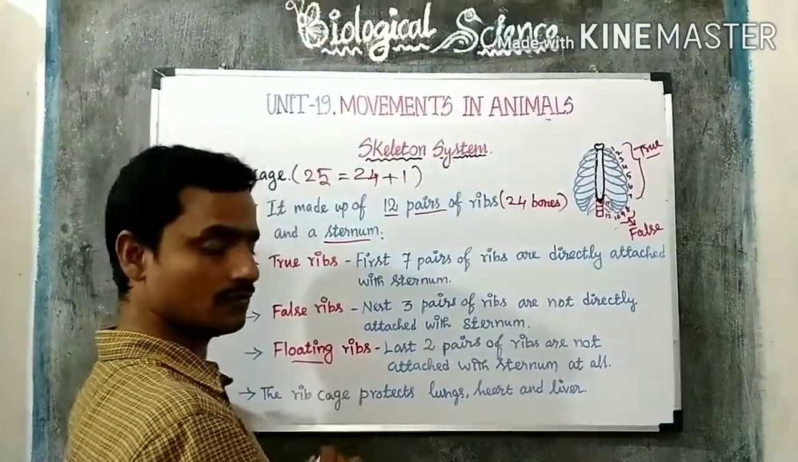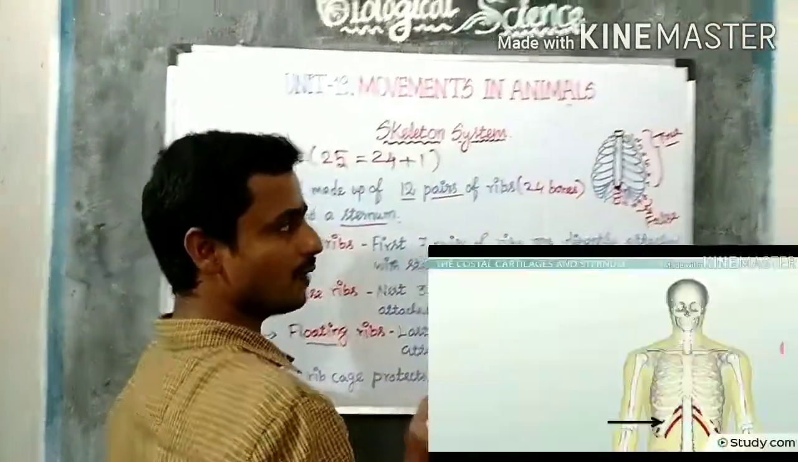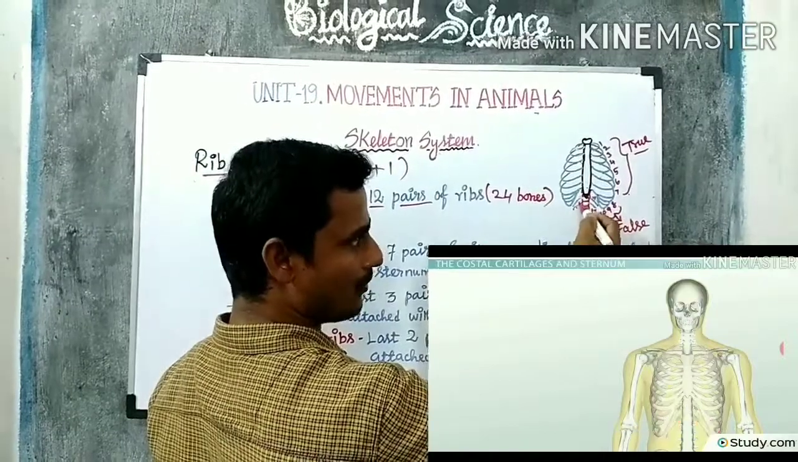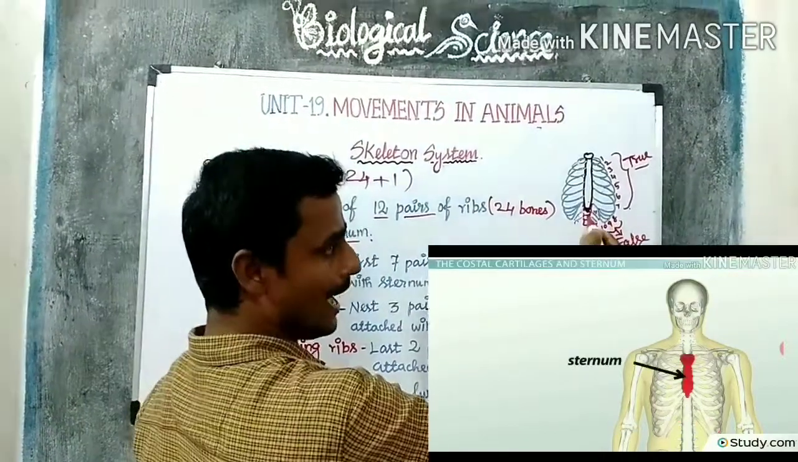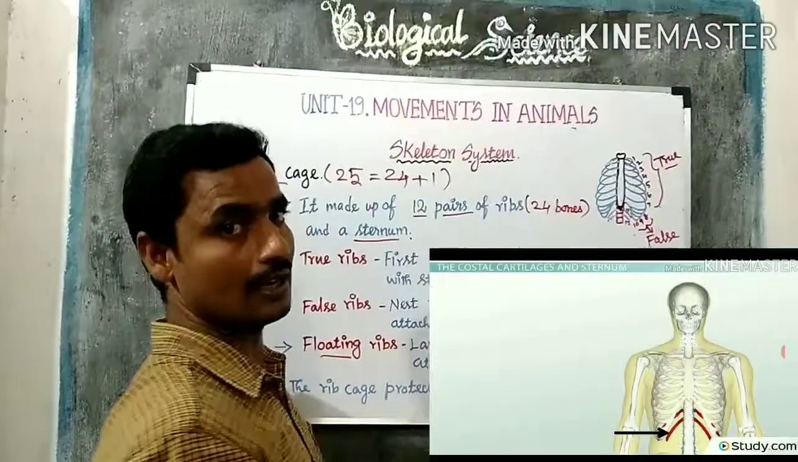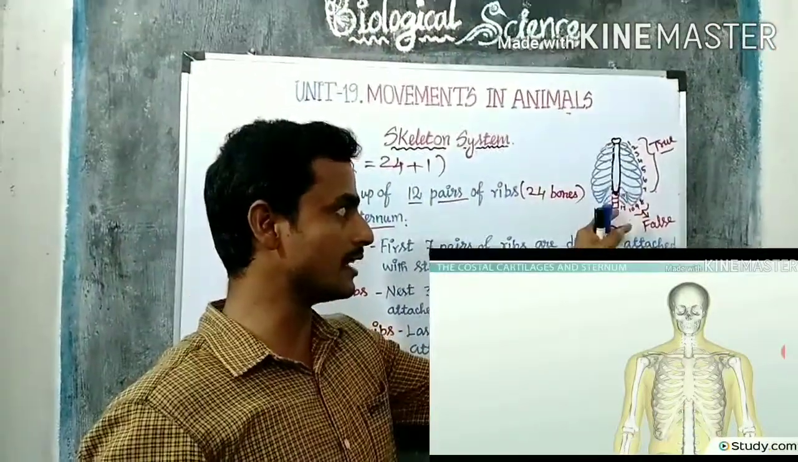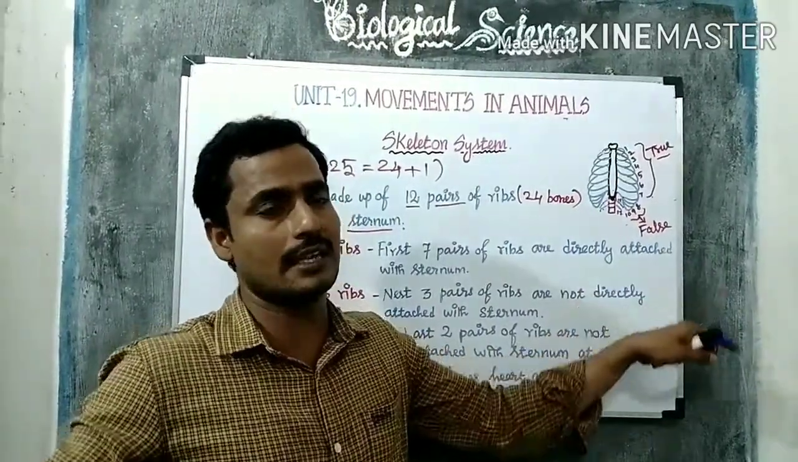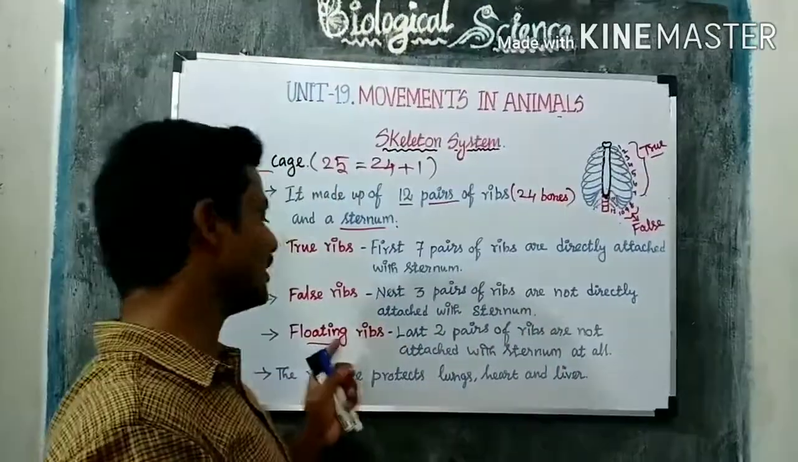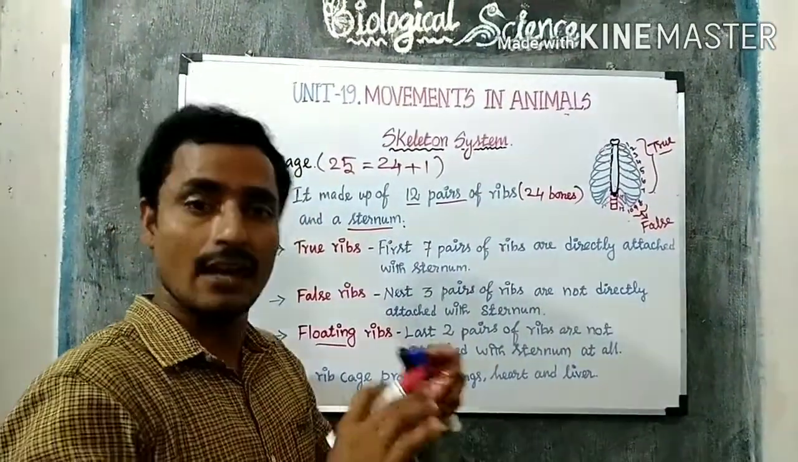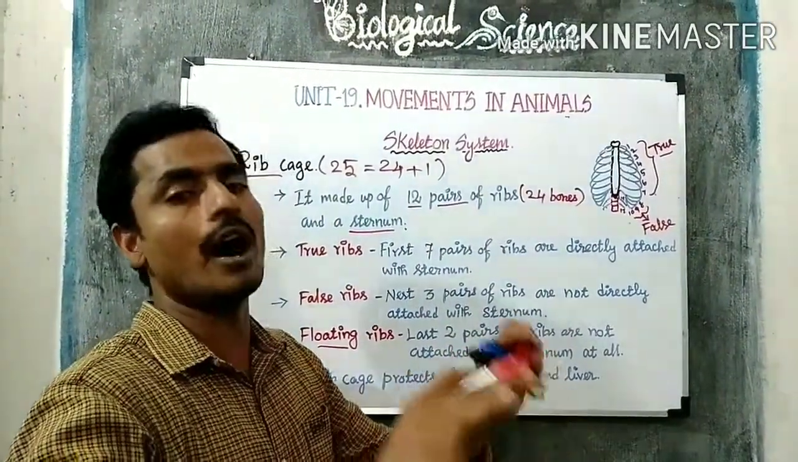Then the floating ribs means the last 2 pair of ribs. They are not attached to the sternum at all. They are floating instead, free floating. Hence they are called free floating ribs. Why? Because they are not attached to the sternum at all.